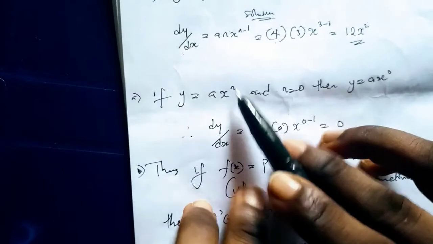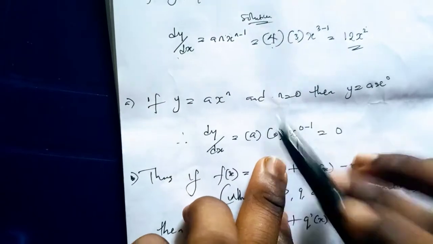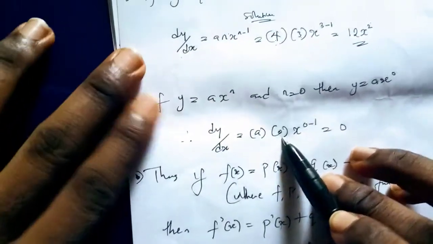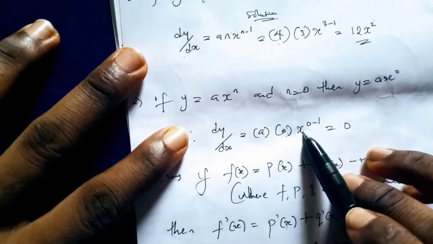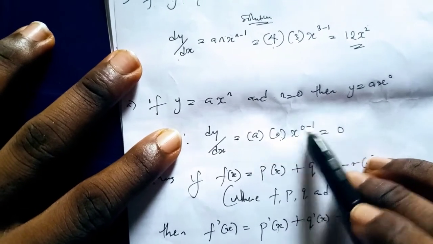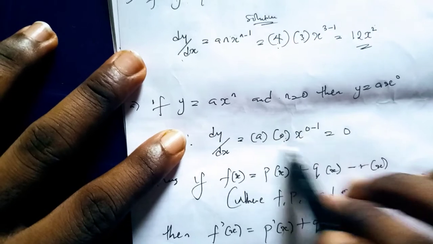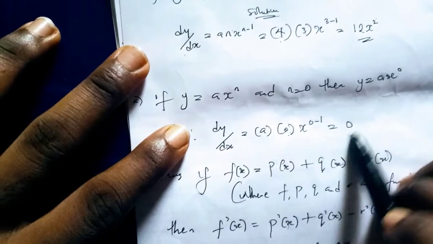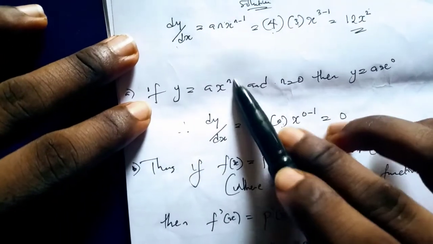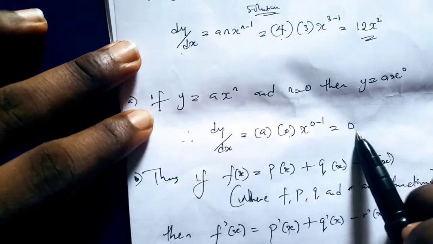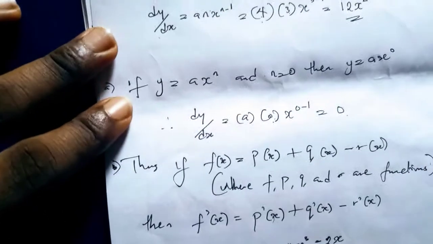And what about if the power is 0? If the power is 0, follow the same step, bringing 0 down. If you multiply 0 by this function, you get 0. So if the power is 0, the answer comes out to be 0.